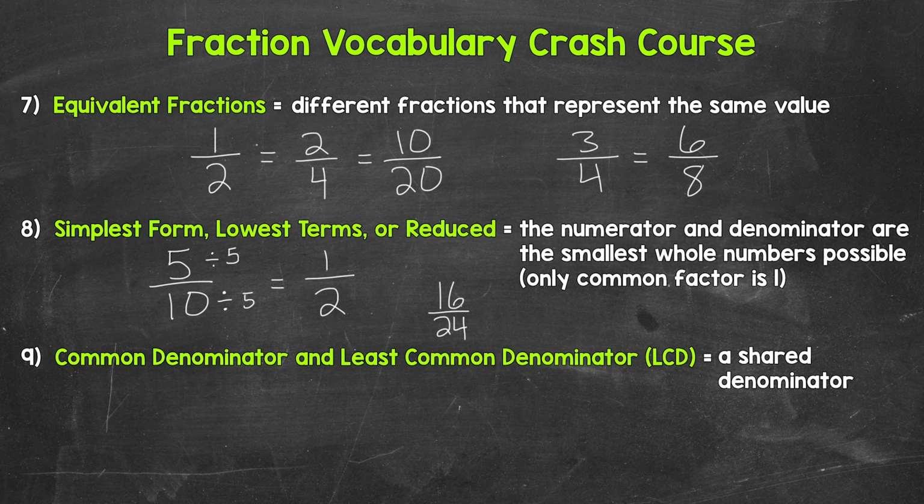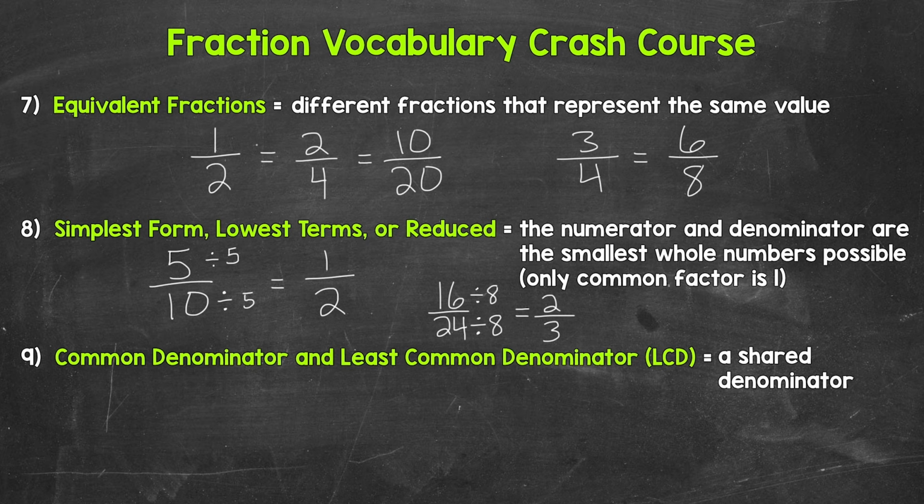16/24. One way to simplify this, we have a common factor of 8 we can divide both by. So let's divide 16 by 8 and 24 by 8. 16 divided by 8 gives us 2, and 24 divided by 8 gives us 3. The only common factor between 2 and 3 is 1, so this is now simplified.